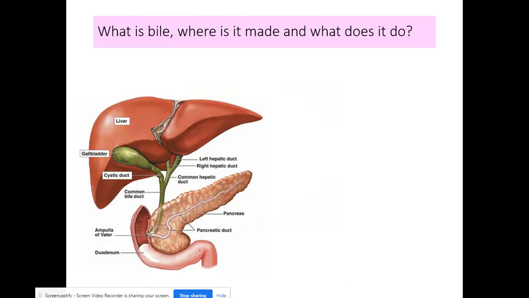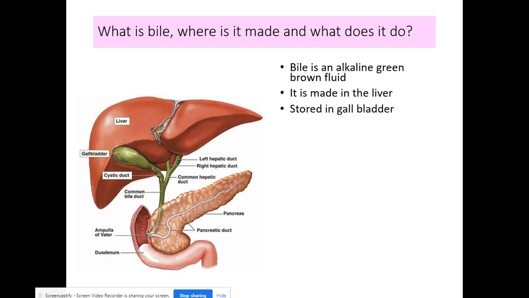Right, the next one. What is bile? Where is it made? And what does it do? So bile is an alkaline, green, kind of brown fluid. It's made in the liver, so it's made up here in the liver, and it is then stored here in the gallbladder. It's not used here. So to get it to where it needs to be, down here in the duodenum, it comes down here and it goes via the common bile duct down into the duodenum.